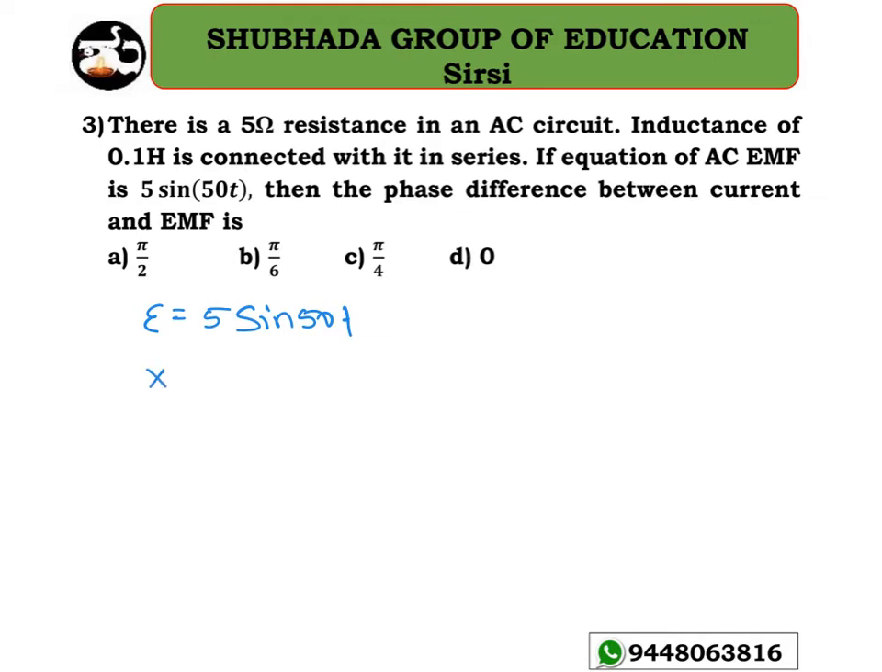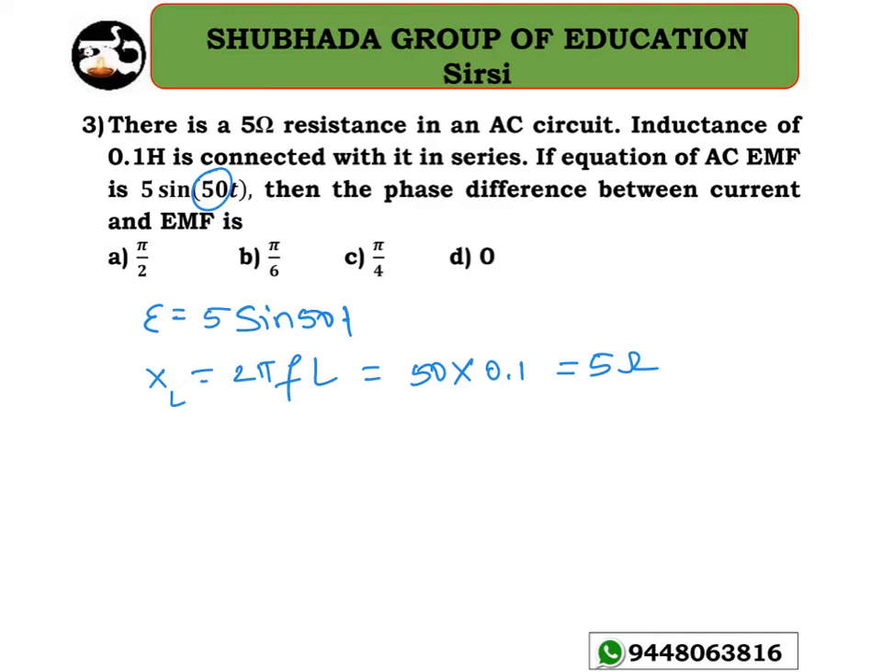Sorry, not XC, it is XL equal to 2 pi f into L, or else omega L. Now omega is 50 here, since 2 pi f is omega. So 50 into L, which is 0.1 Henry. That is going to be 5 ohm. XL is going to be 5 ohm here.